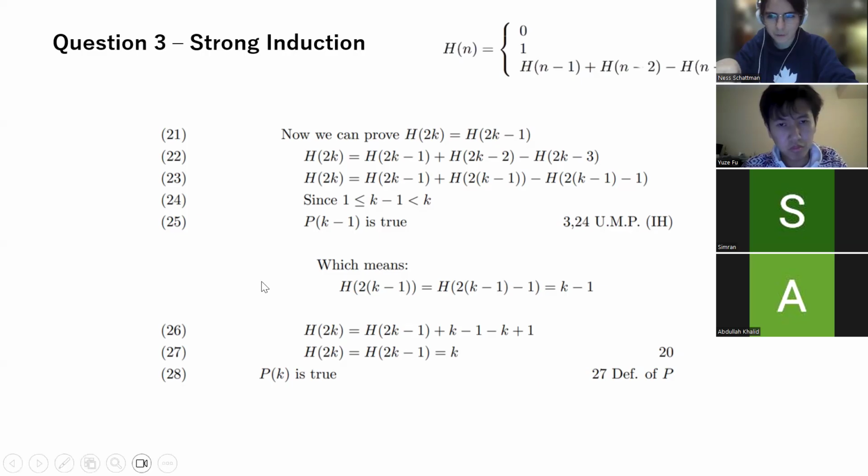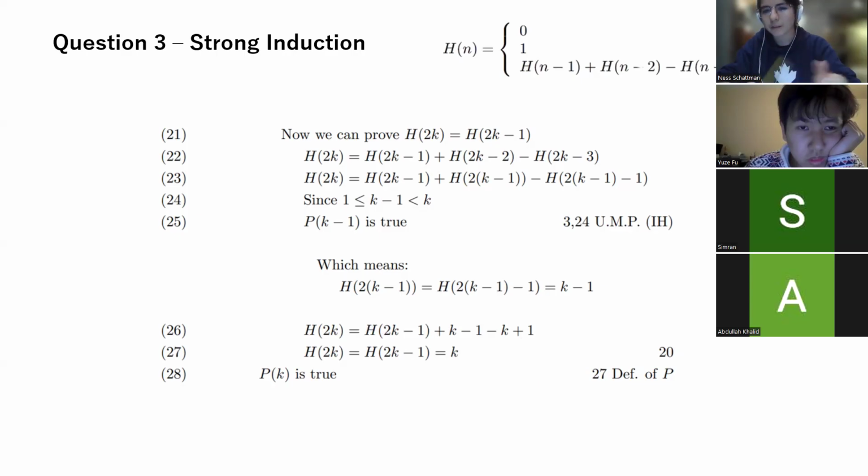Plug that into the right half of our equation here. So this maps to that, this maps to that. And we get h of 2k is h of 2k minus 1 plus k minus 1 minus k plus 1. And what you notice is that those all cancel very nicely. That's just equal to 0. And so we get h of 2k is equal to h of 2k minus 1. And you might notice that we calculated 2k minus 1 earlier. That's just equal to k. So that gives us our threefold equality that we were looking for.